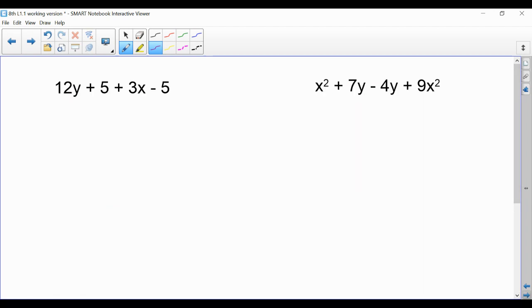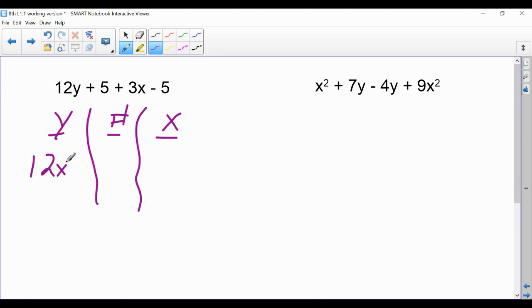And last two over here. First one says 12y plus 5 plus 3x minus 5. So we have y's and x's in this one. Different letters, so it's different categories. So we have y's, we have numbers, and we have x's. That's going right in order from left to right. So let's make our categories. Y's, we have a 12y. Numbers, we have a plus 5 and a minus 5. And then for the x's, we have a 3x.